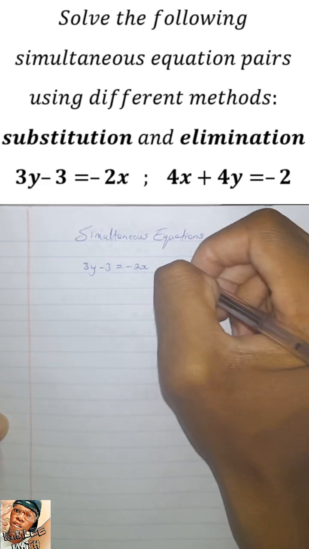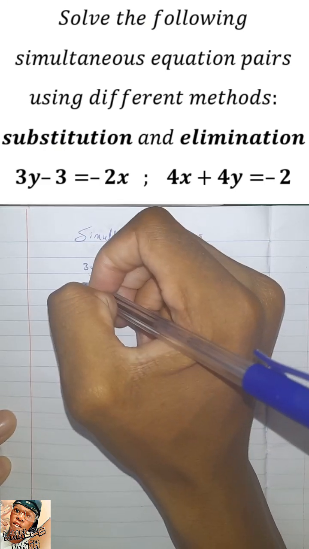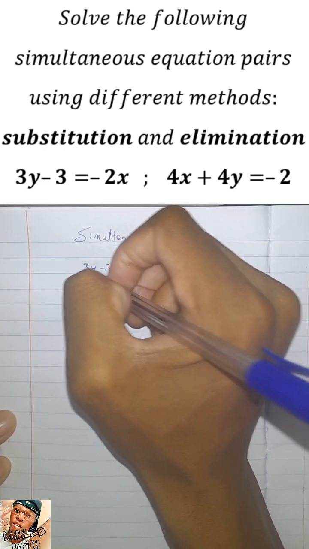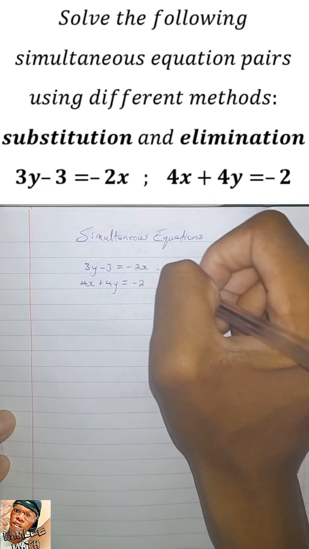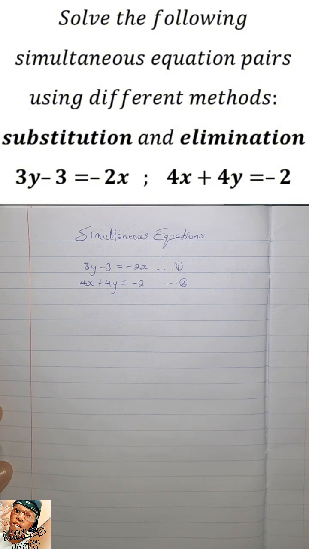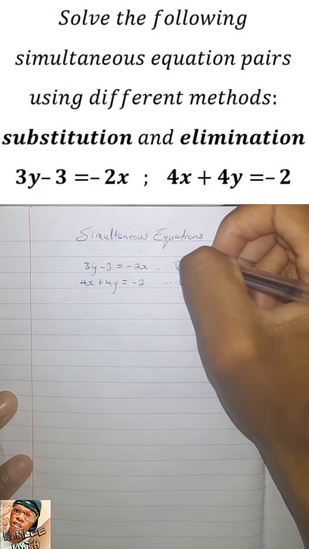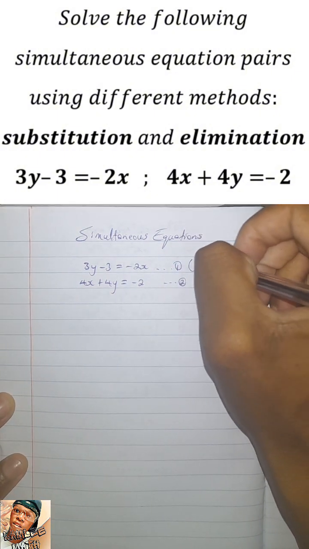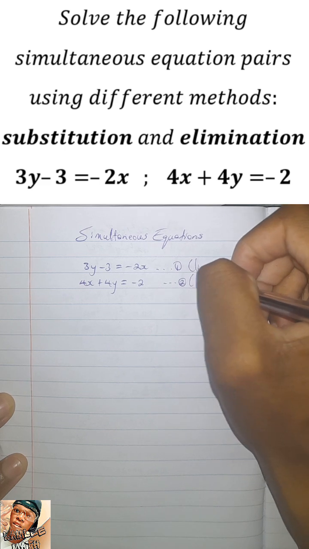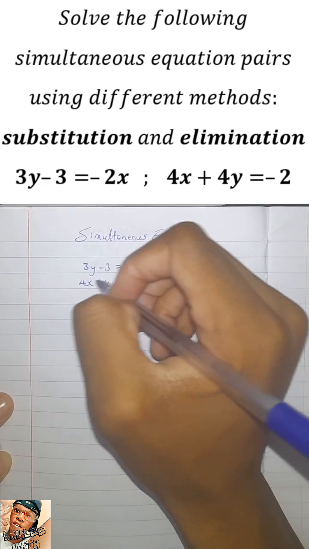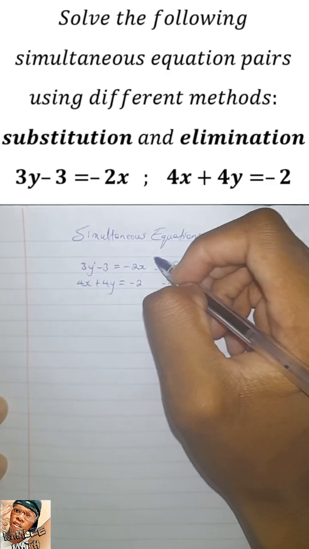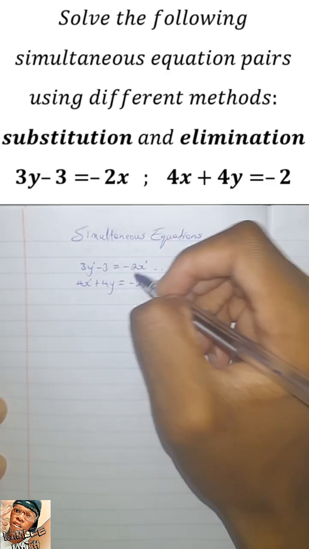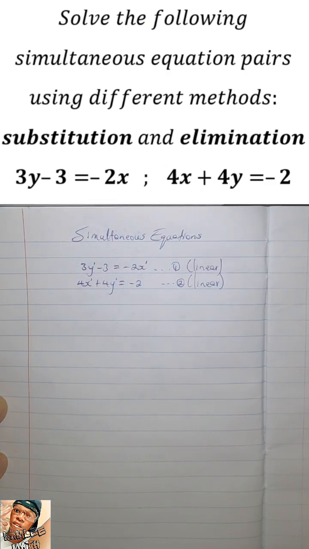That's our equation 1. And then equation 2 is 4x plus 4y is equal to negative 2, right? So the first thing that I want to point out is the fact that these two equations are linear. I'm sure you can notice that as well. The highest degree of exponents for both equations is 1. So we have y to the power 1, x to the power 1, x to the power 1, y to the power 1. So the highest degree of exponent is 1. So that means that they're both linear.